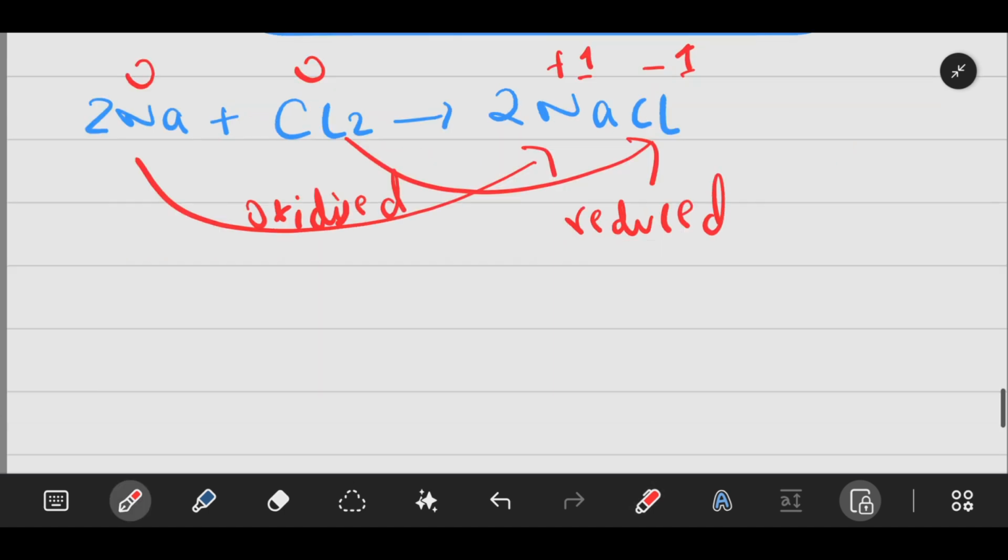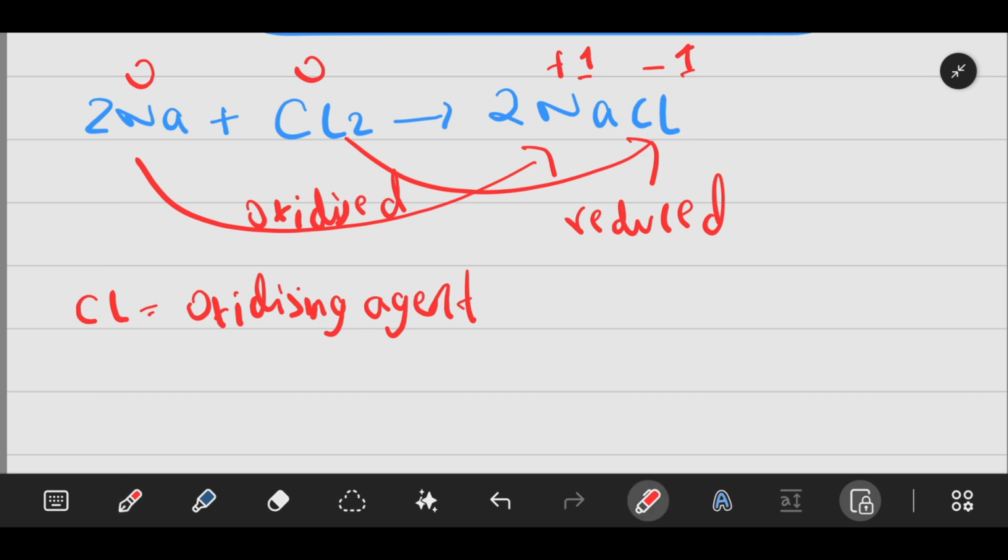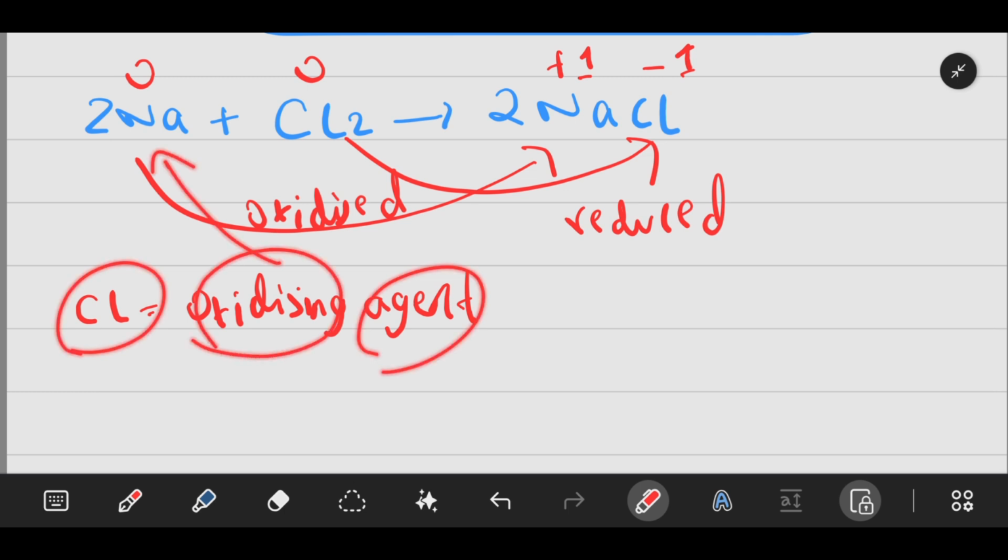Okay? Chlorine is the oxidizing agent. Now, what do you mean by an agent? For example, a travel agent makes you travel, and it's the agent that gets a certain work done. So in this case, it is chlorine, which is an agent that gets the oxidizing of sodium done.